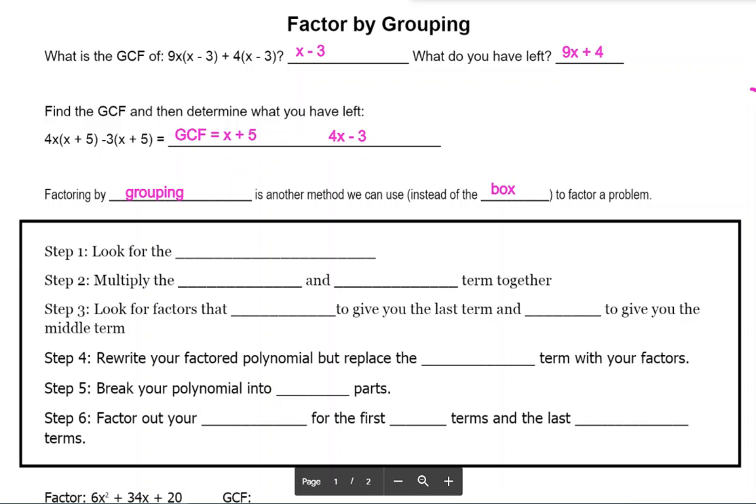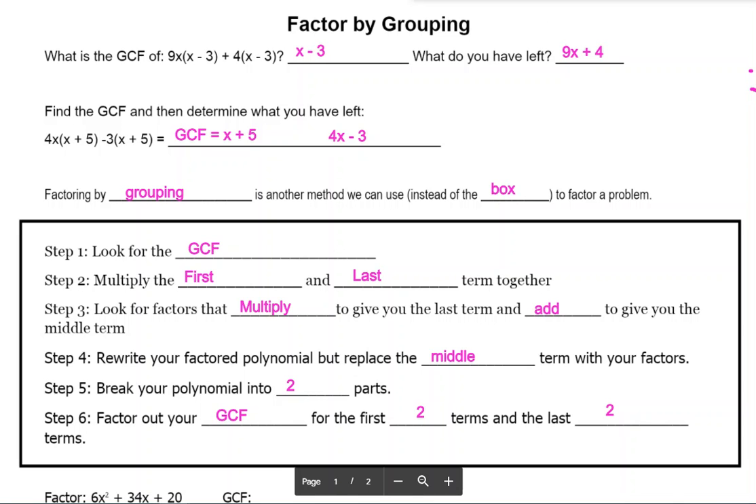All right, so here are our steps on how to do it. So first, always look for the GCF. Look for a greatest common factor. That's what you want to look for first. Always. All right? And then just like before, we're going to take the first term and the last term, and we're going to multiply them together. All right? And then we're going to look for things that multiply to give us that number, and then add to give us that middle term. And then we're going to rewrite our polynomial, but replace the middle term with the factors that we found. And then we're going to break our polynomial into two parts, and then we're going to factor out the GCF for both parts. Okay? So that's how we do that.